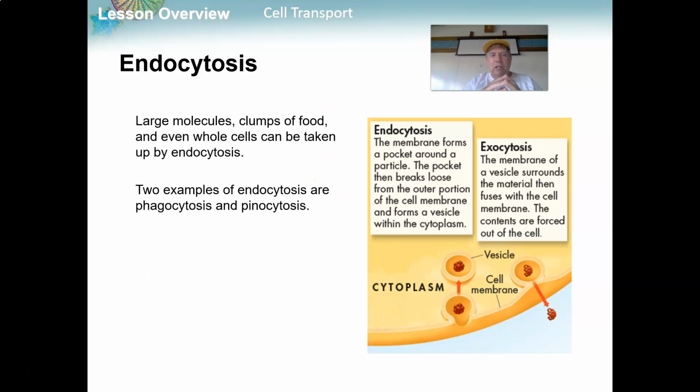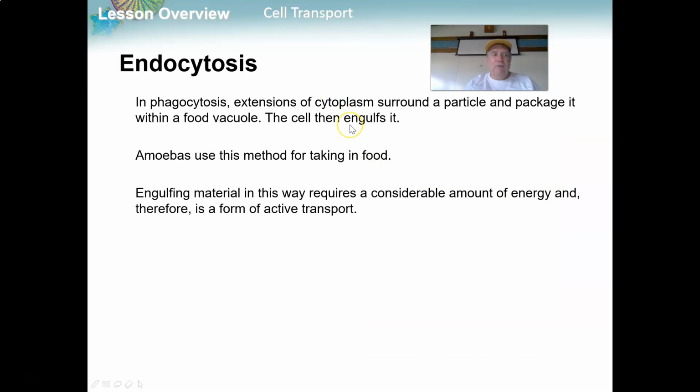Okay, large molecules, clumps of food, even whole cells can be taken up by endocytosis. And two examples of endocytosis are phagocytosis and pinocytosis. In phagocytosis, the extensions of cytoplasm surround a particle, package it within a food vacuole, then the cell engulfs it.